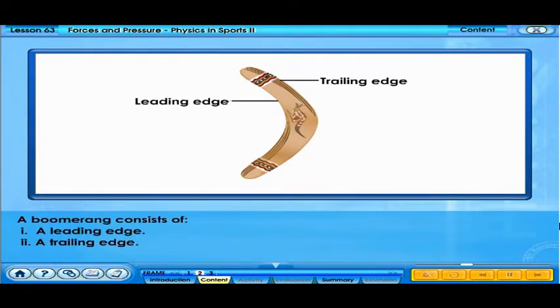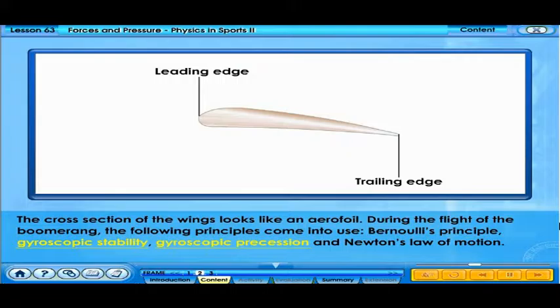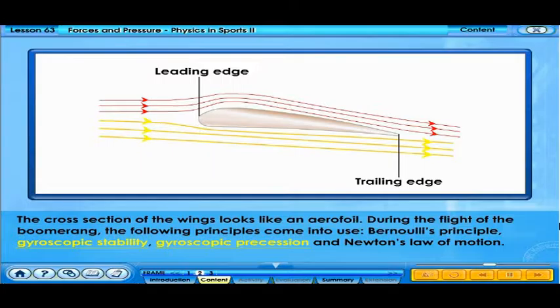A boomerang consists of a leading edge and a trailing edge. The cross-section of the wings looks like an aerofoil. During the flight of the boomerang, the following principles come into use: Bernoulli's principle, gyroscopic stability, gyroscopic precession, and Newton's law of motion.